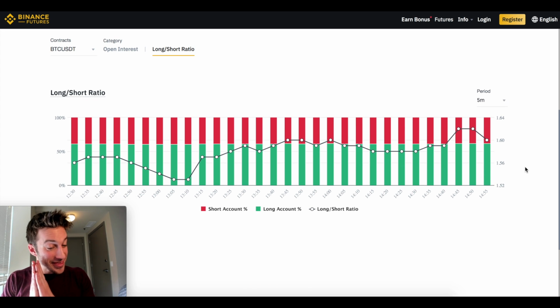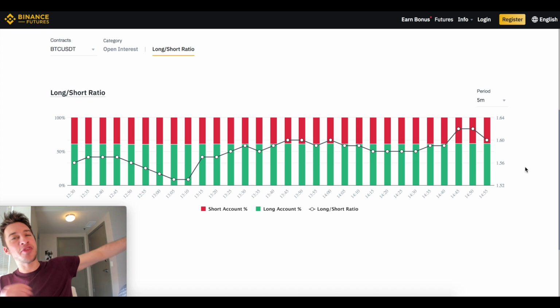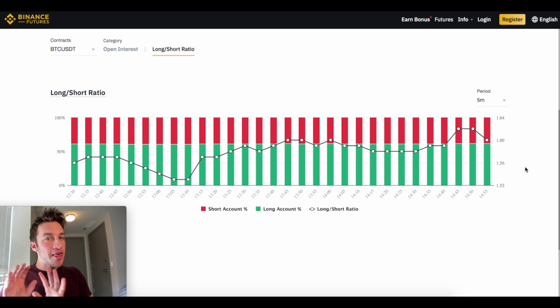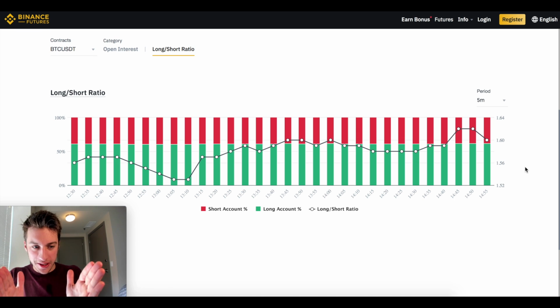So what this looks at is what proportion of accounts are long versus what proportion of accounts are short. Now, this data, you can actually trade immediately. There's no, oh, maybe this means that or this means that. This is much more concrete. This is the data we're looking at, and here's how you trade it.